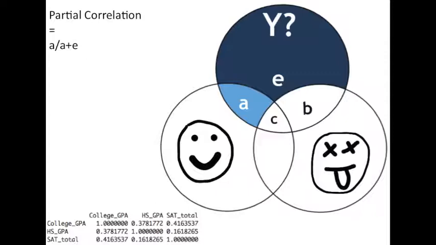This is just like when we plot bivariate data. When we have data points that are far away from the line of best fit, we have more variability and a lower correlation. But if we can remove some of that variability, our correlation is going to go up. So that's the difference between part and partial correlations.